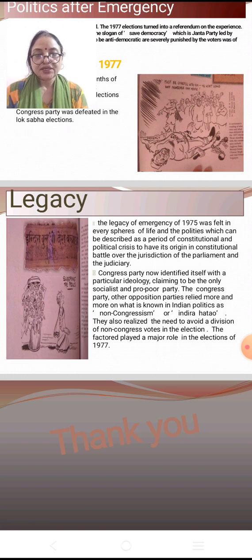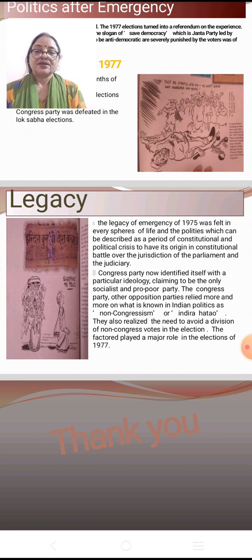The Congress party and other opposition parties relied more and more on what is known in Indian politics as non-congressism, or Indira Hatao. This was the slogan of the opposition parties. And Indira Gandhi raised the slogan Garibi Hatao. This was the competition, and this factor played a major role in the elections of 1977. It happened for the first time.